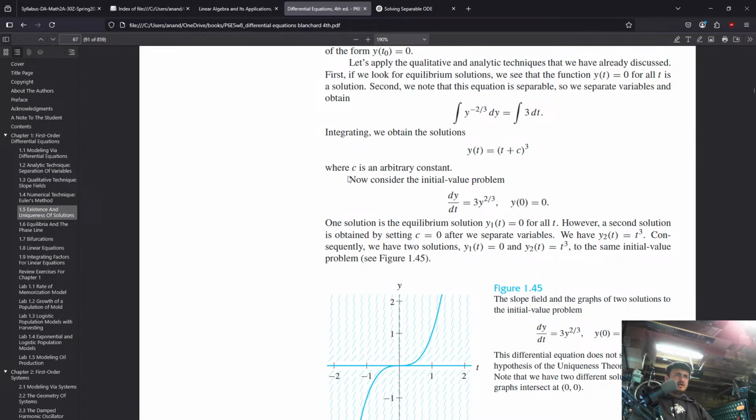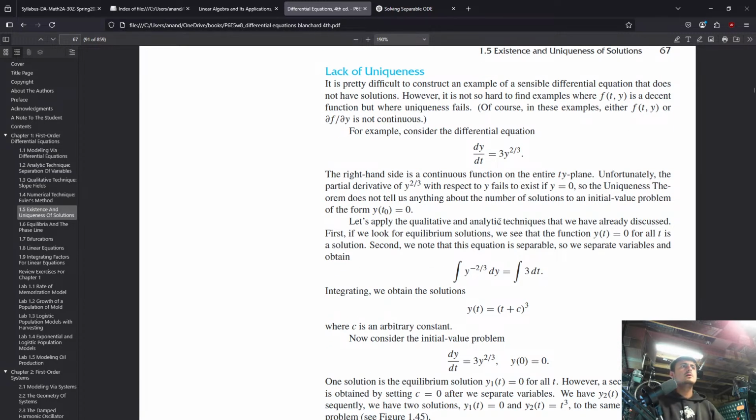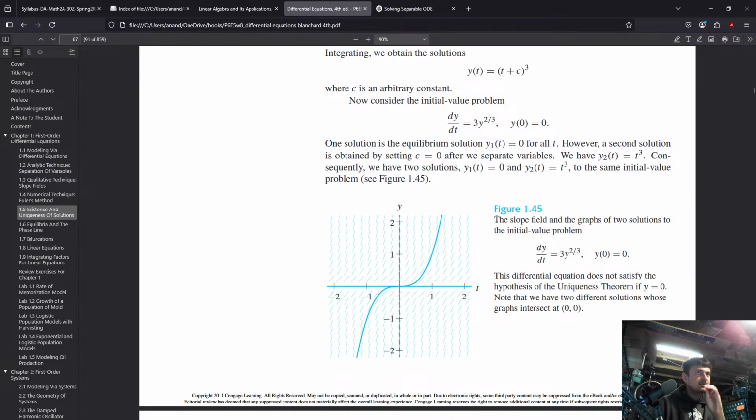All right. Now consider the IVP. y of 0 is equal to 0. One solution is y of t is equal to 0 for all t. However, a second solution is obtained by setting c equal to 0 after we separate variables. Then we have y2 of t is equal to t cubed. Consequently, we have two solutions to the same IVP.